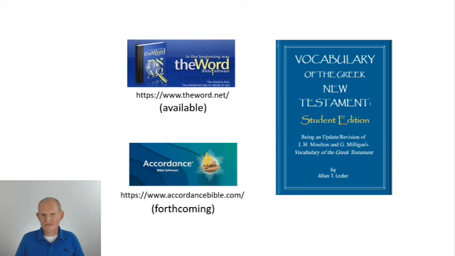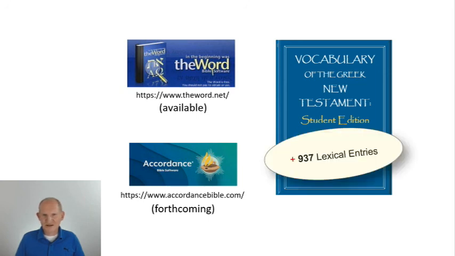I've not yet looked into publishing this in hard copy, and this is on purpose as it's an ongoing project. As I continue to make enhancements, I'm able to provide regular updates that can be downloaded by users of these software programs. I plan to have it published in book form eventually, but this may be a while. There are 937 new lexical entries added to VGNTS, not in Moulton and Milligan.